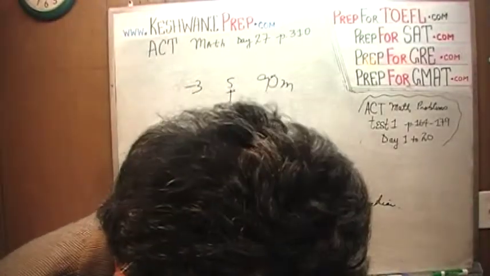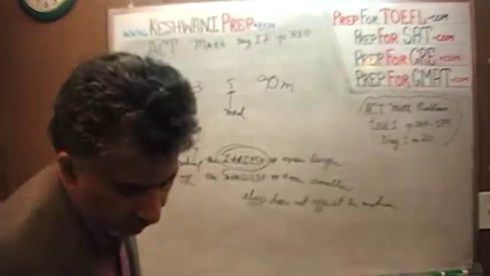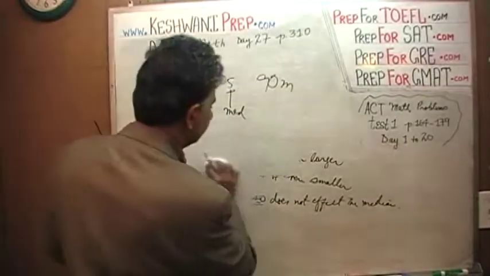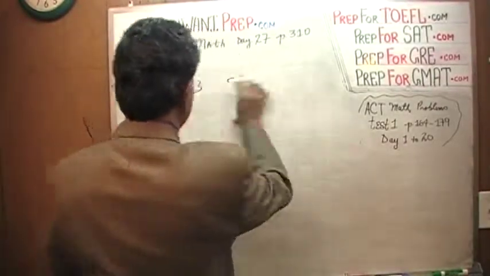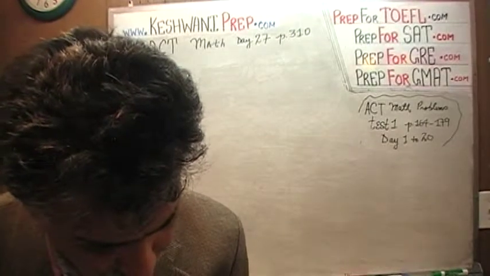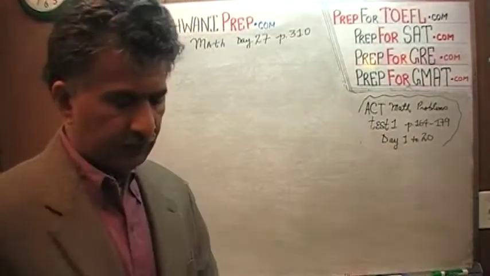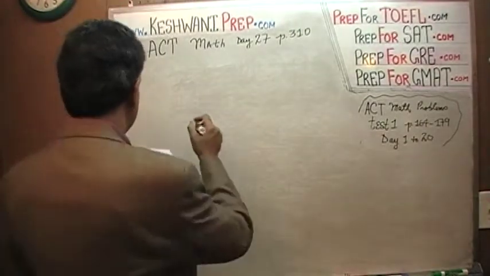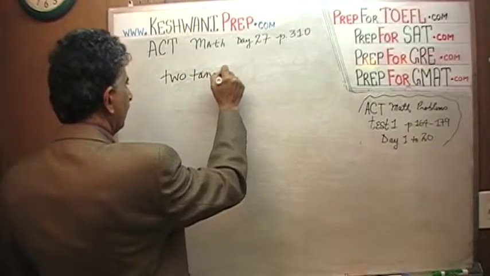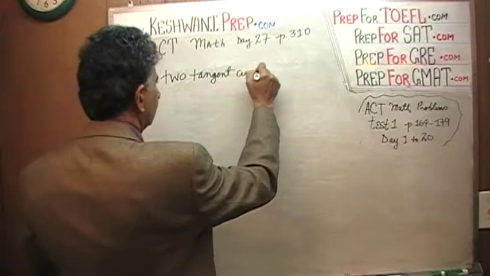Let's do the next problem, shall we? Number 30. What does 30 say? In 30 we are given two circles that are tangent, two tangent circles like this.